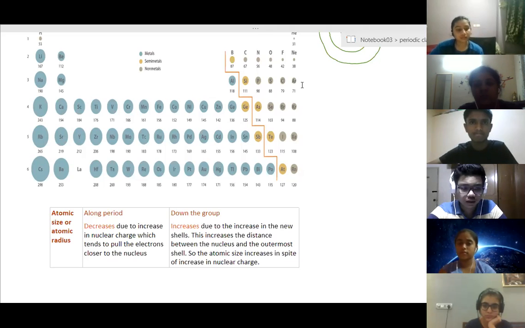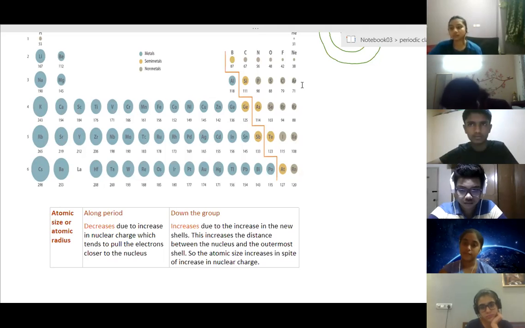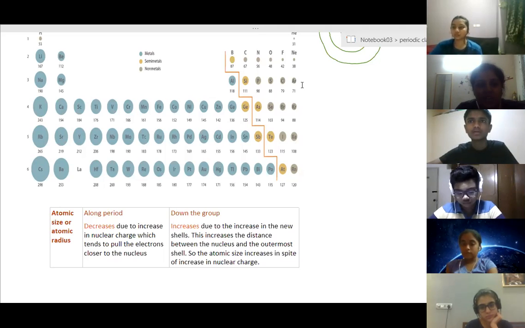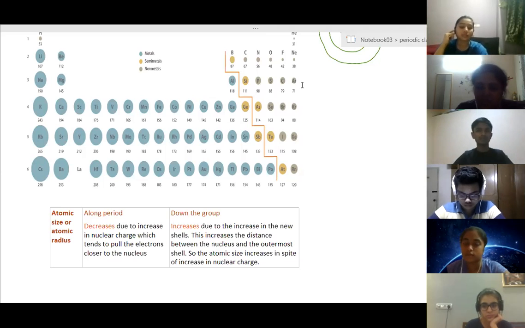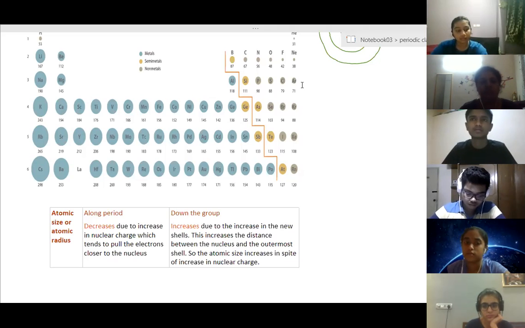Tendency to lose electrons to become a positive ion or cation. That is called metallic character, because the atoms which lose electrons are the ones that are metals, as they show metallic properties. So metallic properties along the period, as we move from left to right, will increase or decrease? Decrease. Reason?